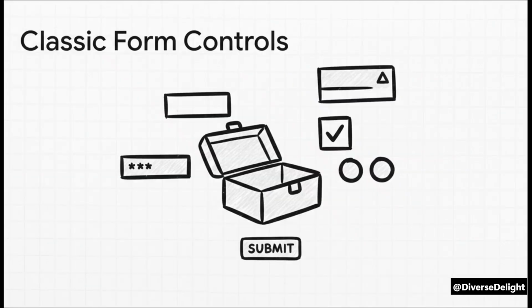And inside that box, developers had their original toolkit. I mean, this is the classic stuff that built the early web, and you still see it everywhere, right? Simple text boxes, password fields that hide what you're typing, checkboxes for when you can pick a few things, radio buttons for when you can only pick one, and, of course, that big, beautiful submit button.